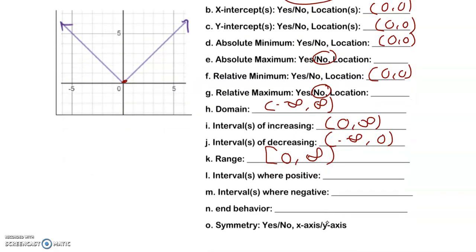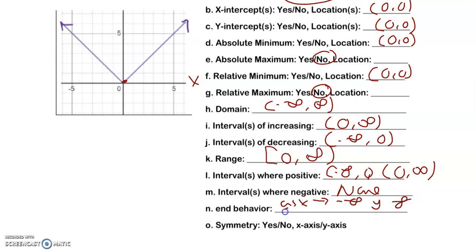And intervals where it's positive, again, it's negative infinity to 0 and 0 to positive infinity. Intervals when it's negative, it doesn't go below the x-axis, so it's never negative. So as x goes to negative infinity, y is infinity, and as x goes to positive infinity, y is infinity. Does this have symmetry? Yes, over the y-axis.